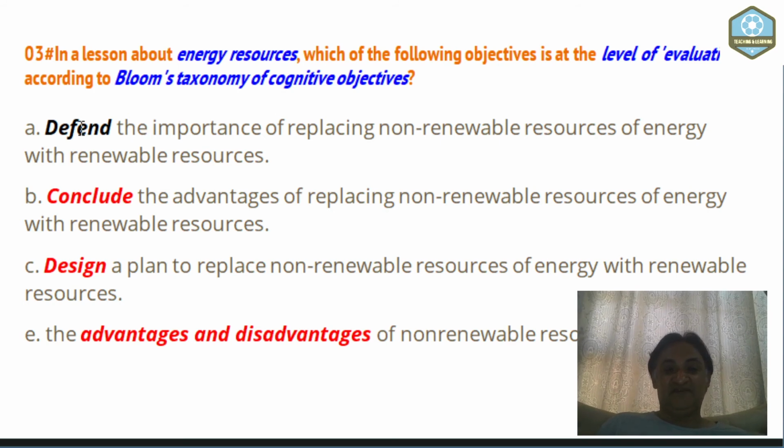Now here, the first one is defend the importance of replacing non-renewable energy resources with renewable resources. Think about it: this is evaluation, okay? The students have to defend the importance of replacing non-renewable energy resources with renewable ones, and here it's overall. So in defending, you have to tell the advantages, disadvantages, and cover all areas, because you are going to replace or show the importance of that. Conclude the advantages. This conclude is also part of the evaluation domain, but it says the advantages only, so we are not going to design a plan. So this learning outcome is not from evaluation, but from creating.